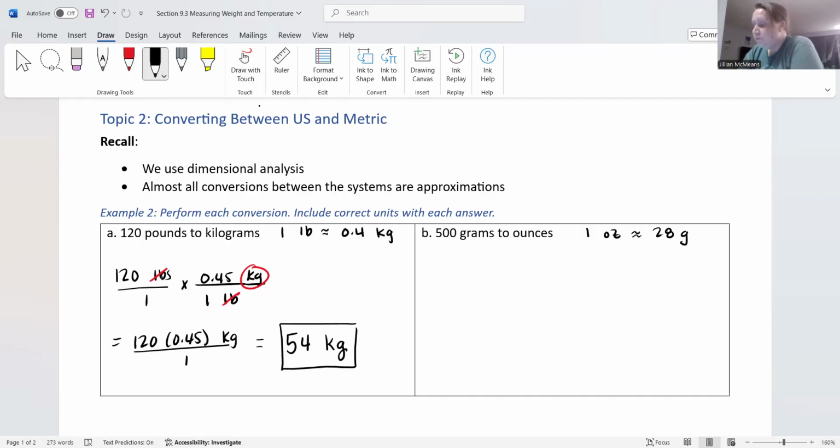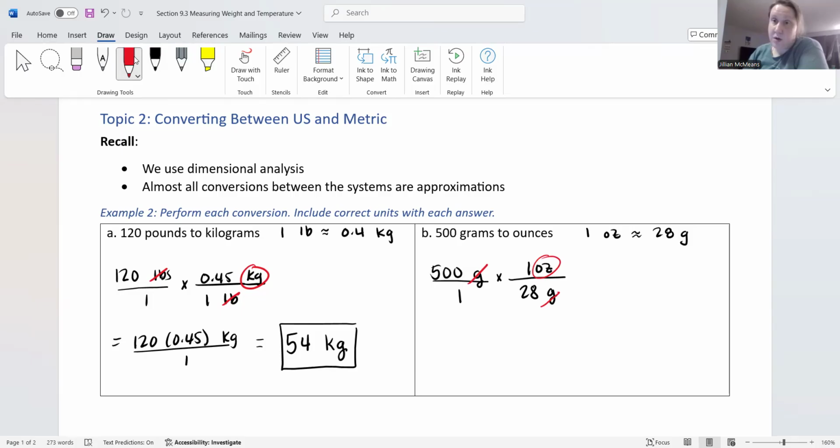All right, next we have 500 grams. We want to convert that to ounces. So start with what you know. 500 grams. We want to create a unit fraction from the conversion, which is 1 ounce is approximately 28 grams. All right, we want grams in the denominator and ounces in the numerator. We want to make sure that the unit gram cancels, leaving my desired unit ounces in the numerator. Clean things up a little bit. My numerator is 500 times 1, or just 500 ounces, divided by 1 times 28, or 28. And then you can go to your calculator for this one.